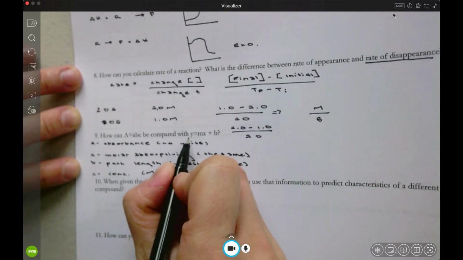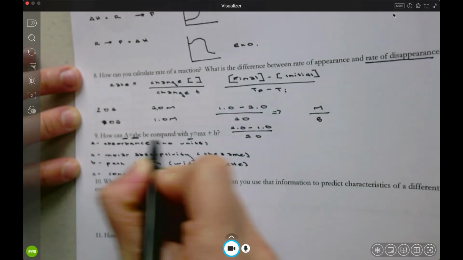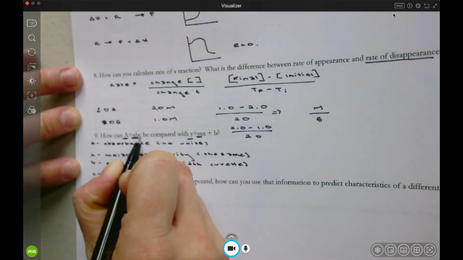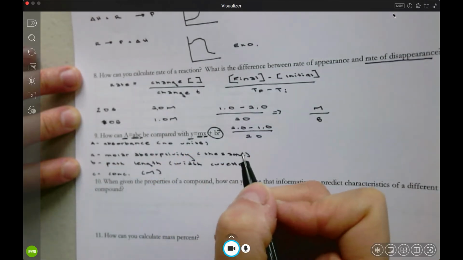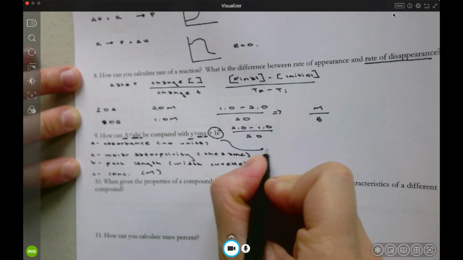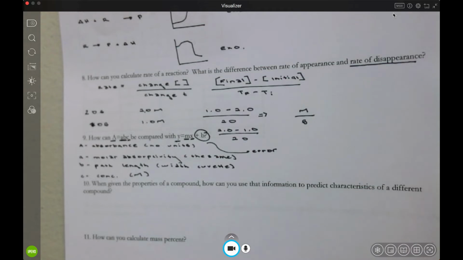Keep in mind here, Y would be your absorbance, AB is going to be your slope, C is your X value. This plus B simply represents sources of error. So in your lab, you got a B value, and that's simply because you had experimental error.